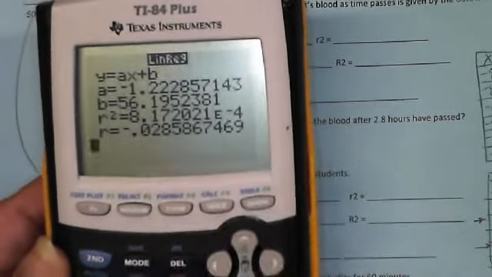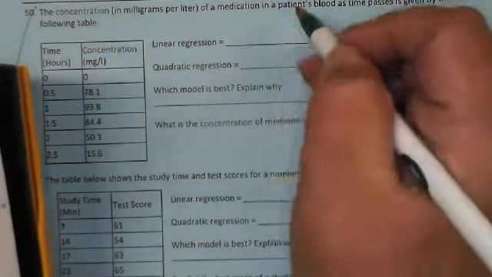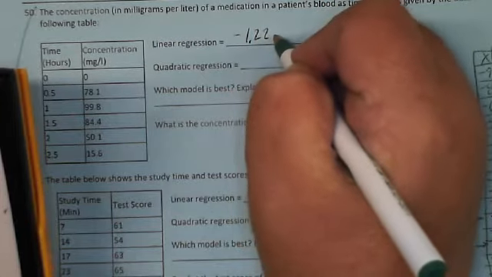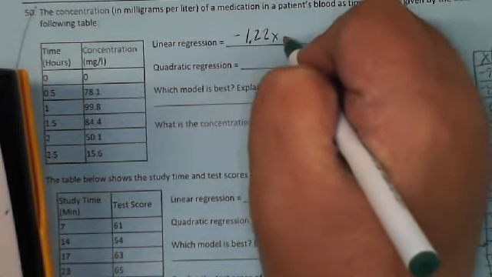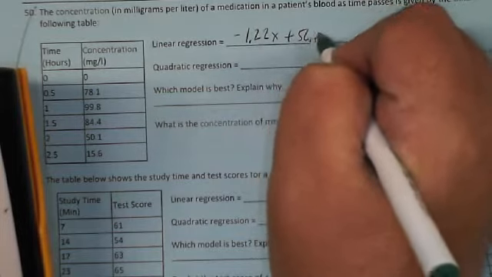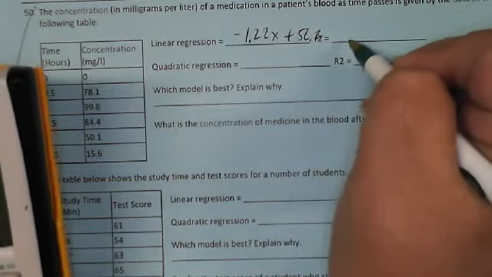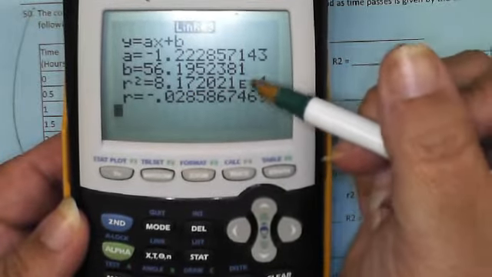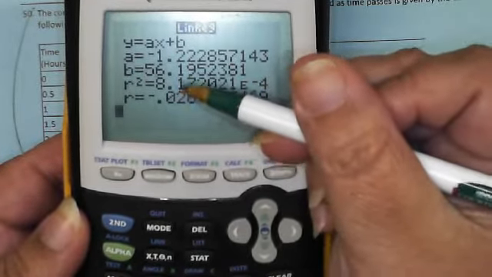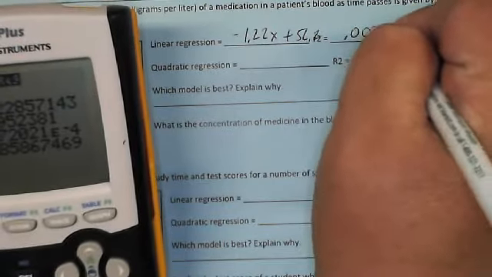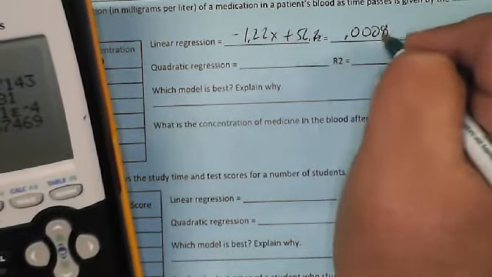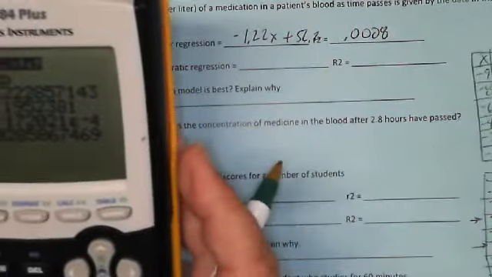And you'll notice that the equation is going to be -1.22x plus 56.2. There's a b. And then the R2 value is a really tiny one. It's to the -4, so it's 0.0008. Really small, not going to be linear. It's got to be close to 1. Alright, let's try the quadratic regression.